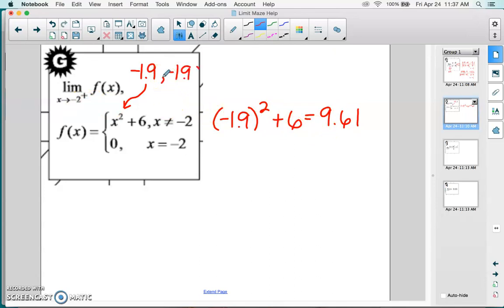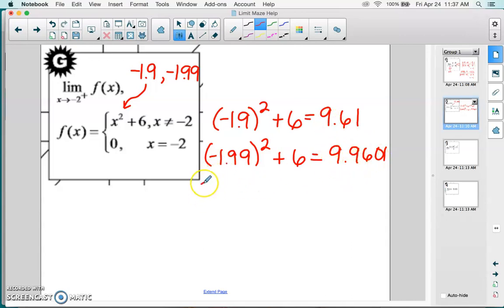Let's try like what we did last time and plug in -1.99 and see if it changes. So -1.99 squared plus 6 gives you 9.9601. Okay, so it's different. It's still somewhat close to 9, but it's increasing.